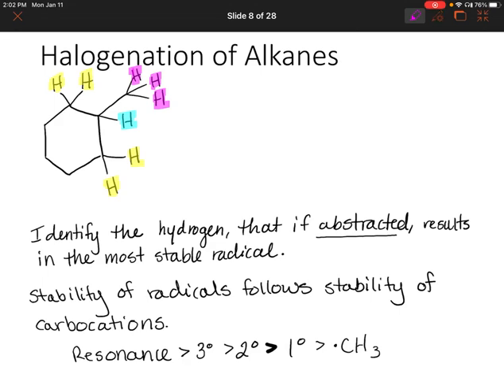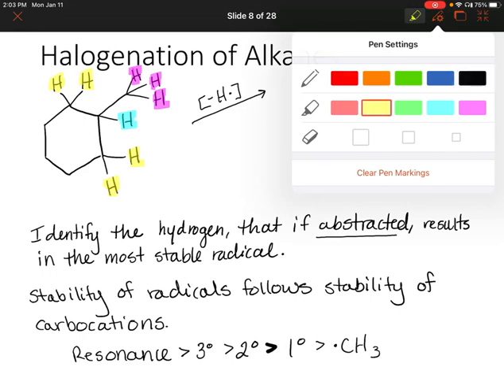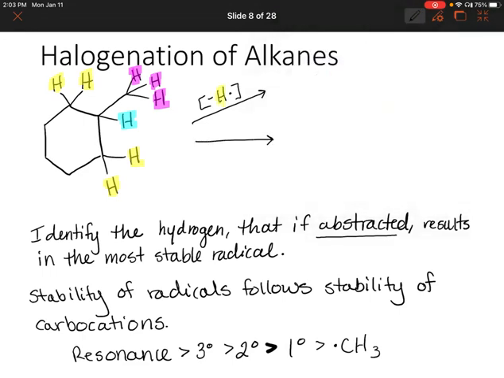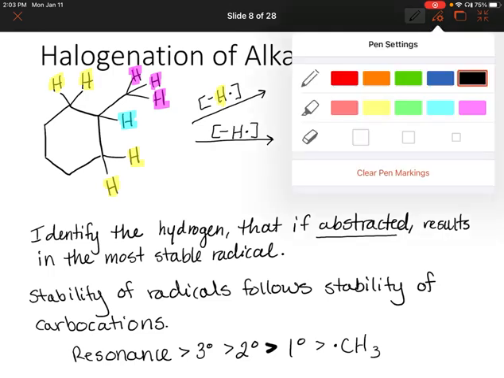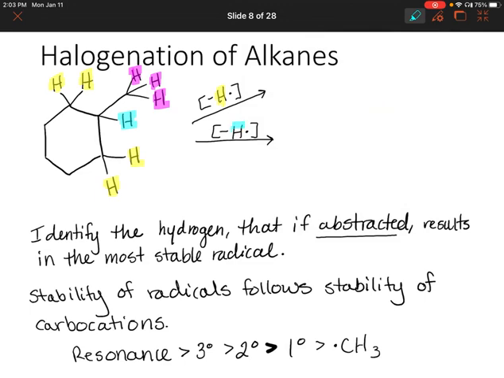Okay, so let's see what happens if we remove a yellow hydrogen. So we'll highlight that. And then we'll see what happens if we remove the blue hydrogen, or rather abstract, since that's our fancy radical term. And then we'll see what happens if we remove a purple hydrogen.